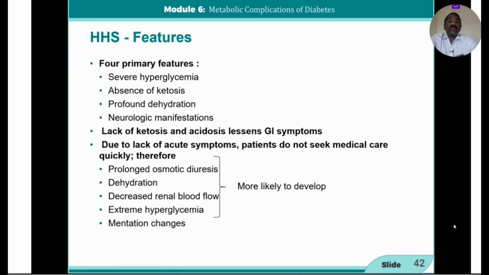Lack of ketosis and acidosis lessens the gastrointestinal symptoms. Due to the lack of acute symptoms, patients do not seek medical care quickly. Therefore, there is prolonged diuresis, prolonged dehydration, decreased renal blood flow, extreme hyperglycemia, and mentation changes.